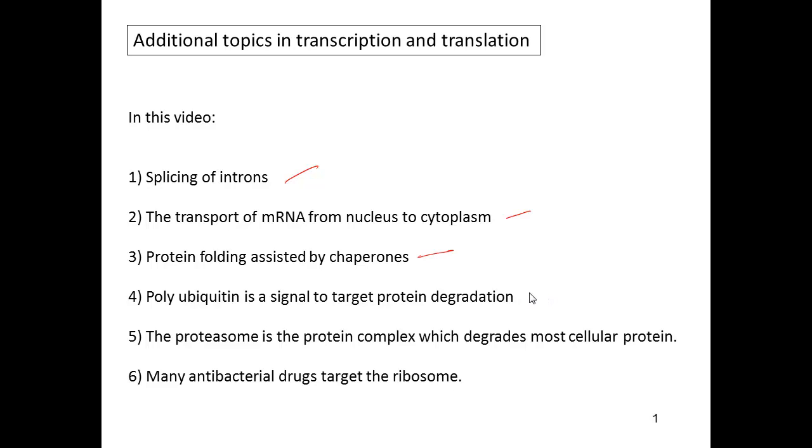We'll talk about how proteins are degraded. We'll talk a little bit about the proteasome, which is the protein complex that degrades the cellular protein, sort of the anti-partner of the ribosome. And then we'll talk a little bit about how antibacterial drugs target the ribosome as a way of trying to cause bacterial cell death.